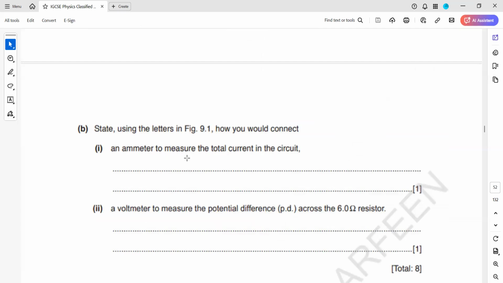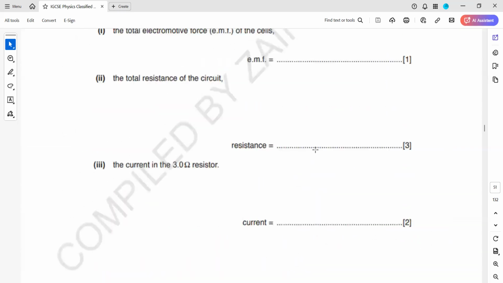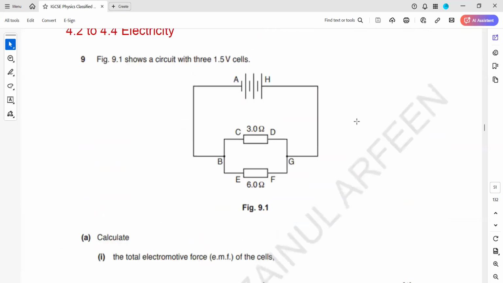Next is: state, using letters in figure 9.1, how would you connect an ammeter to measure the total current in the circuit? If I need the current in the circuit, where should I connect an ammeter? A to B, or B to A, or H to G. Anyone you can say. Because the question is using the letters, you have to tell. So we'll connect an ammeter between A and B.